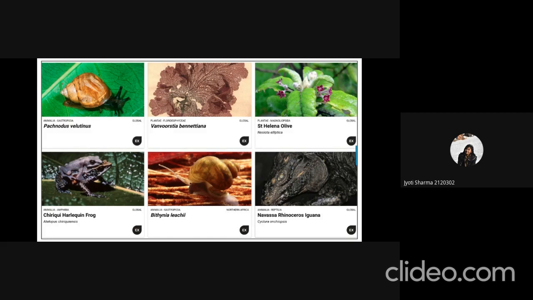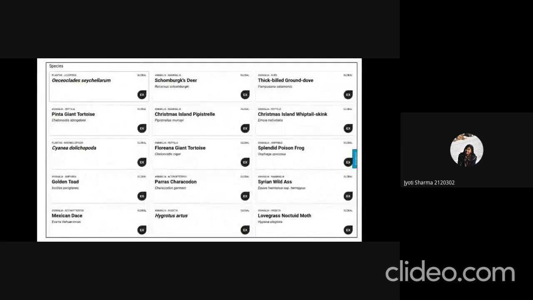Here we can see the status, whether it has been extinct or critically endangered. EX means extinct. It has been extinct globally. So here we have the global figure. I told you approximately 940 species have been extinct. These are the different numbers in mammalia, in reptiles, in amphibia. Many species have been extinct globally.